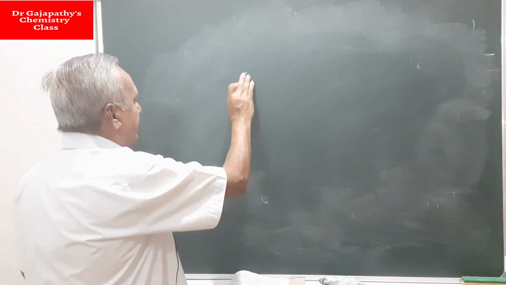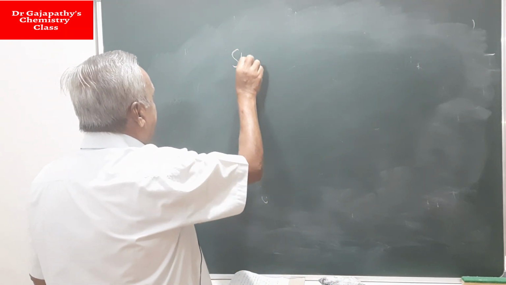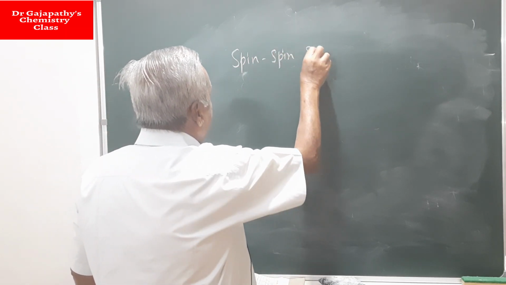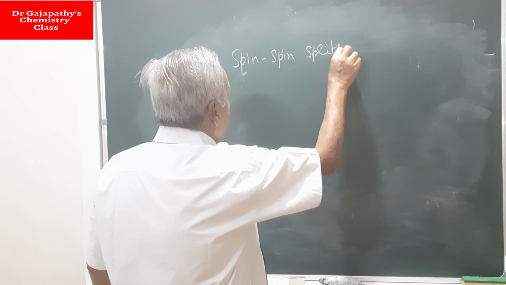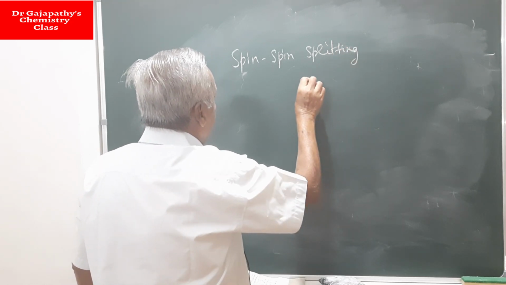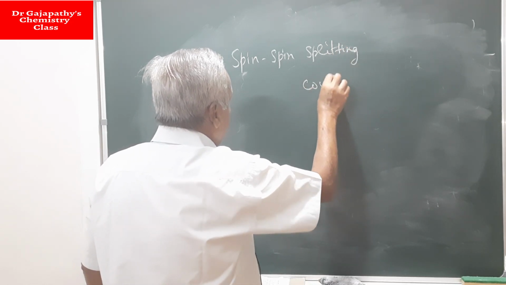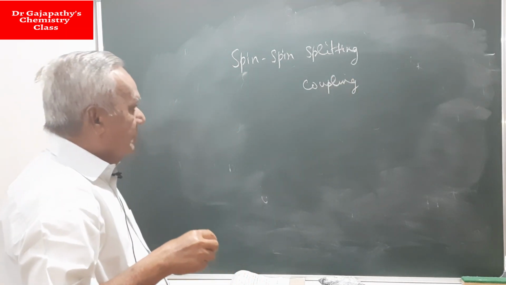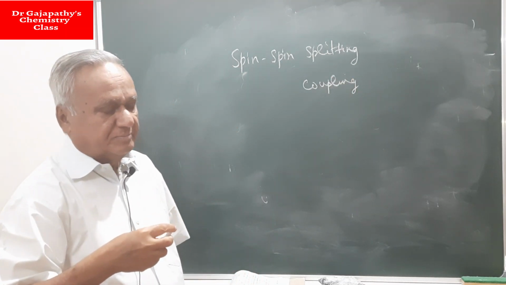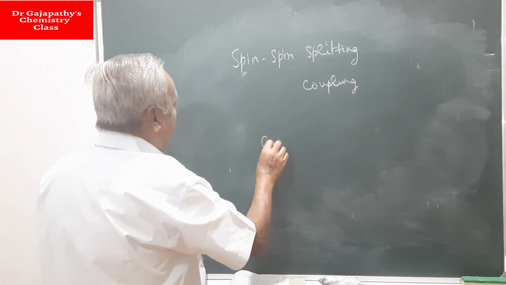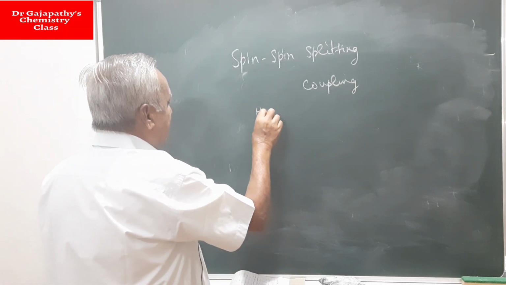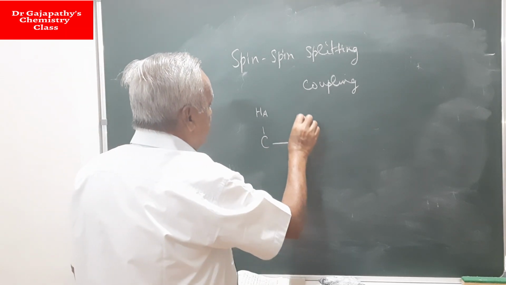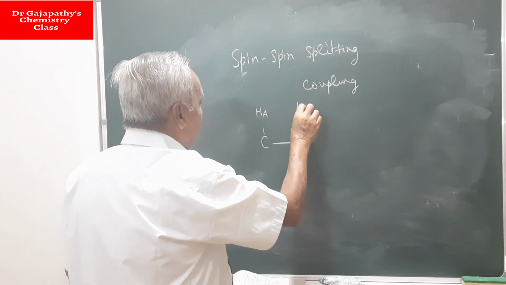Now I will talk about what is meant by spin-spin splitting, or I can call it spin-spin coupling. You can use any term. What I mean by this is, say I have an atom HA on one carbon atom and an atom HB at another carbon atom.